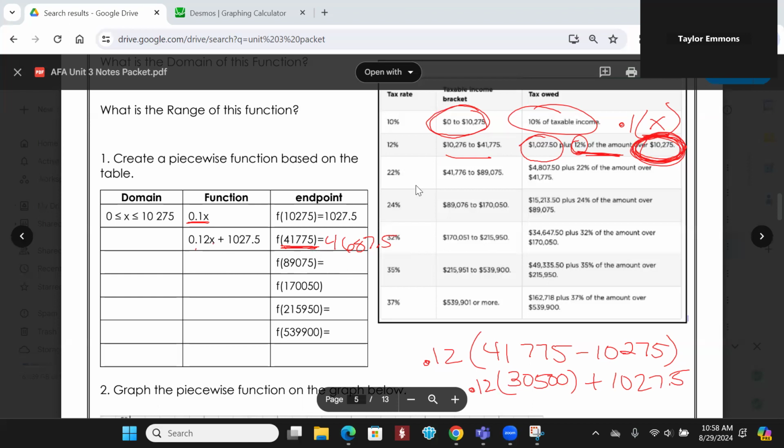On the next one, we're going to write the equation for 22%. So over here, it says 4,807.5 plus 22% of the amount over 41,775. So what you're going to do here is say 0.22x plus 4,807.5. Let me make that cleaner.